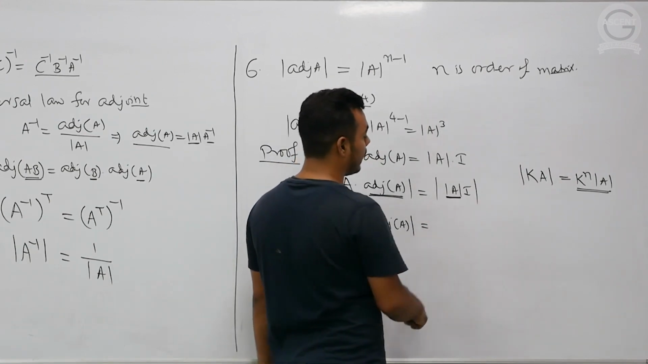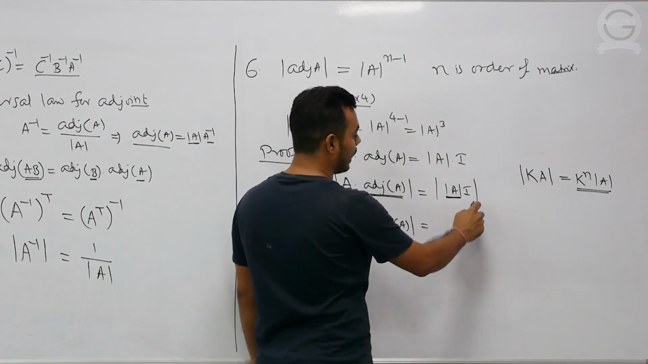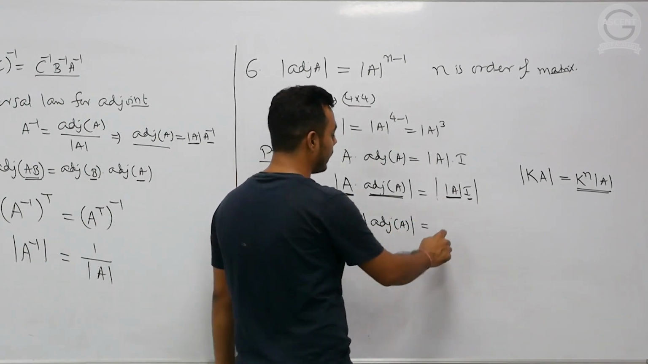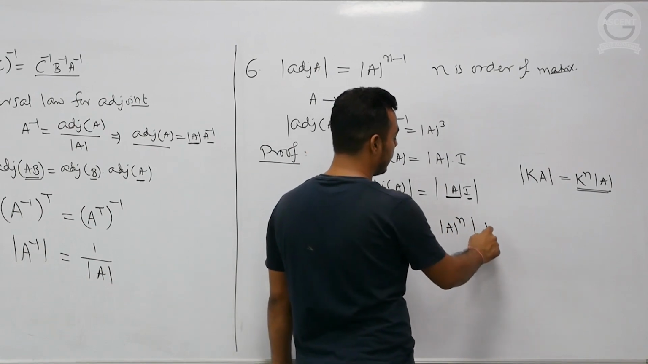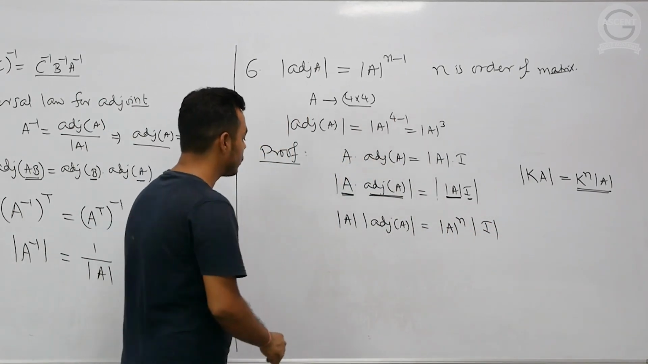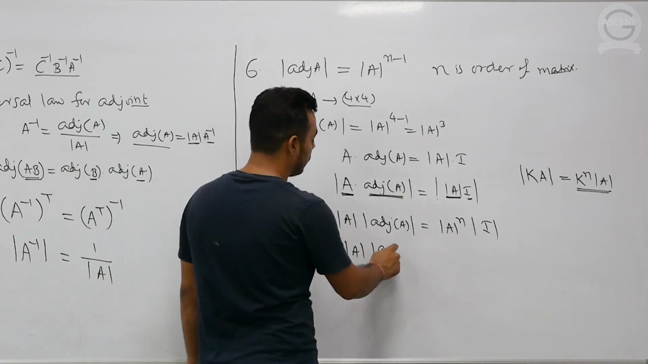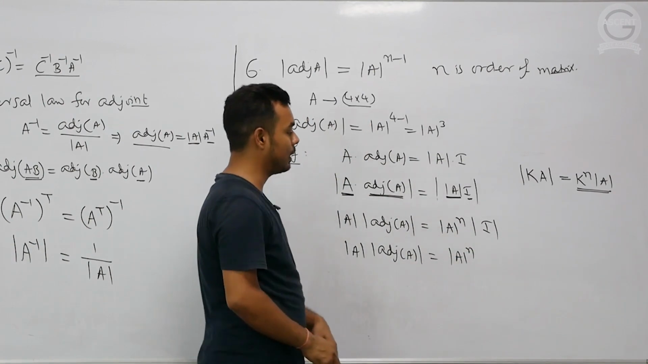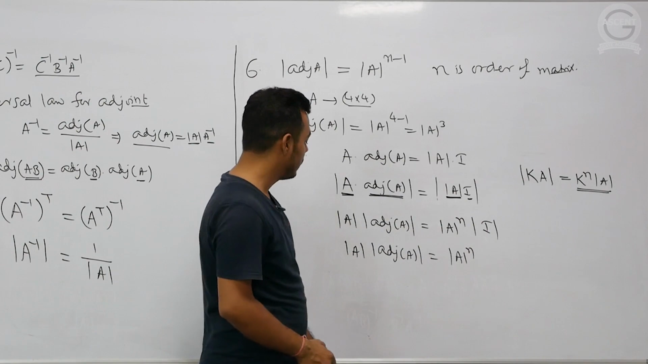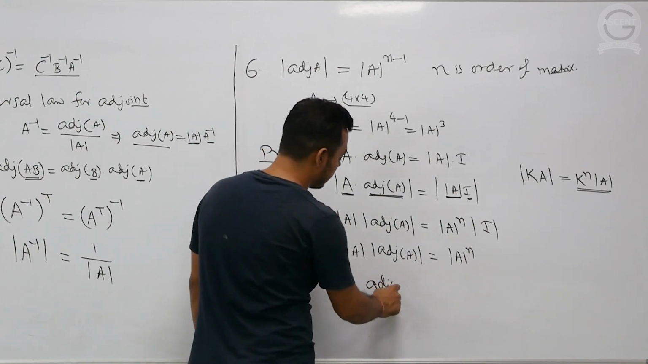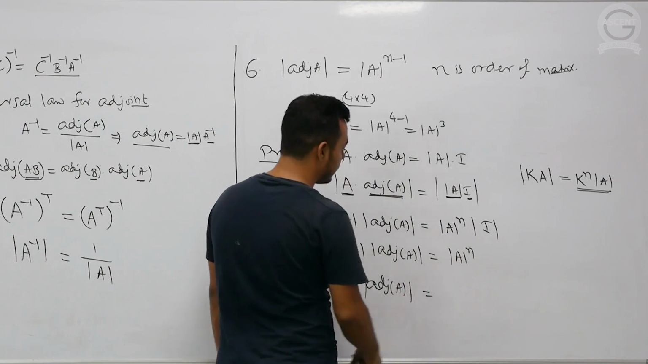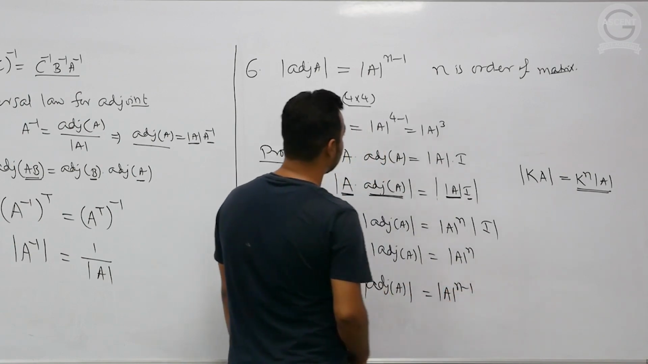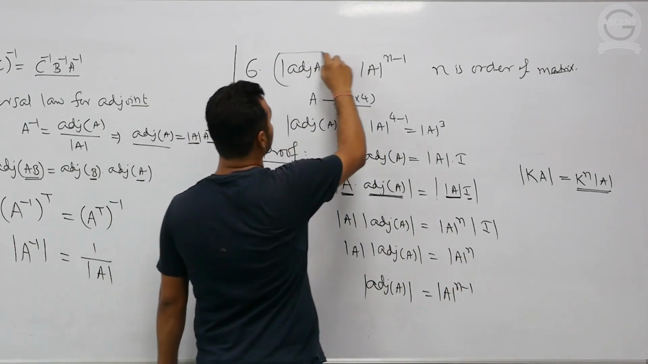This determinant of A is some scalar quantity, this is K, and here I is the identity matrix. So if I want to take this determinant of A outside, we have to take nth power of this number outside, multiplied by determinant of identity matrix. So now I will get determinant of A into determinant of adjoint of A equals determinant of A to the power n, and determinant of identity matrix we all know is 1. If I rearrange this relation, finally you will get determinant of adjoint of A equals determinant of A to the power n divided by determinant of A. So this will be determinant of A to the power n minus 1. This is a very, very important property.